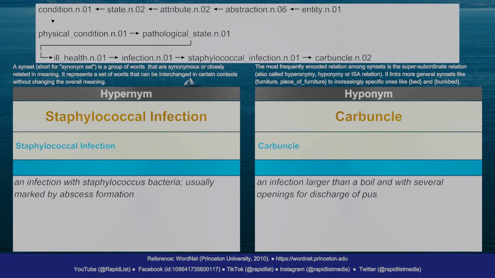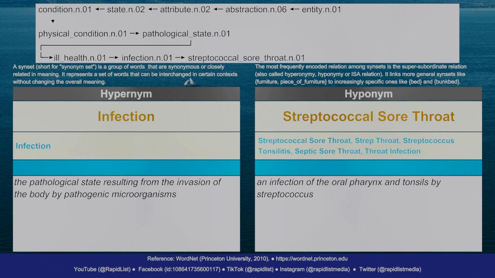Carbuncle. An infection larger than a boil and with several openings for discharge of pus. Streptococcal sore throat. An infection of the oral pharynx and tonsils by Streptococcus.